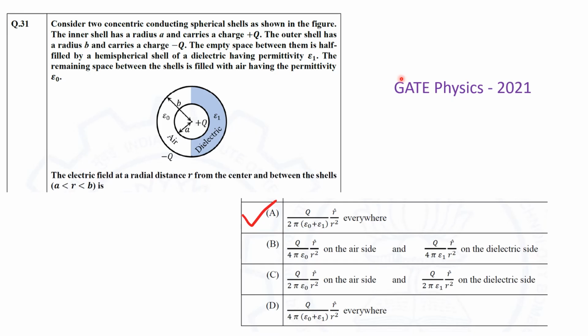So according to our solution, the electric field at a radial distance small r from the center and between the shells, that means in this region, is option A, q by 2 pi times epsilon naught plus epsilon 1 multiplied with 1 by r square along the r cap direction, that is radial direction, everywhere.